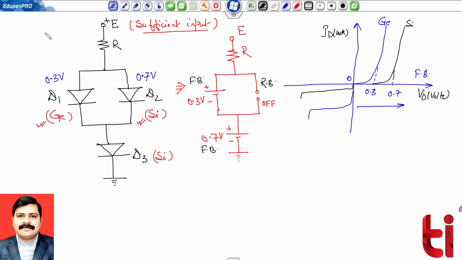This is a very interesting problem. Suppose more than two diodes have been connected in a parallel configuration, then we have to check that whichever has the lowest cut-in voltage will be conducting, will be on. Now let us discuss one numerical.